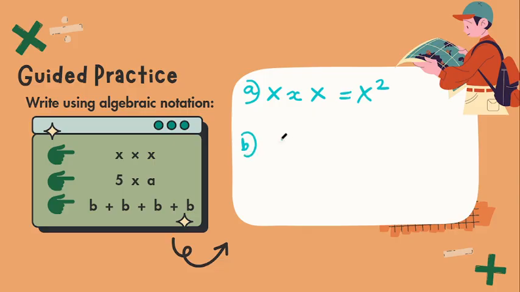B. 5 times a. When it comes to multiplication, we remove the multiplication symbol, so it's going to be 5a. C. b plus b plus b plus b. That means it's like adding 1, 1, 1, 1 together. What will be the answer? If you add 1, 1, 1, 1 together, it's going to be 4. So b plus b plus b plus b gives you 4b.